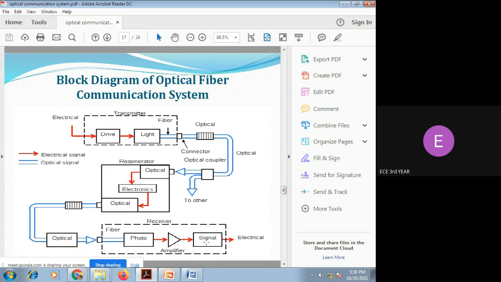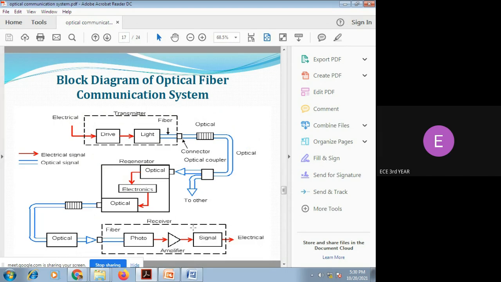This circuit has a decision circuit. The decision circuit is designed with a level for the output. If the signal has reached above the level, it sends one signal; if it is below, it sends another signal. So this is the decision circuit, and then the signal passes through to the required destination of the receiver.